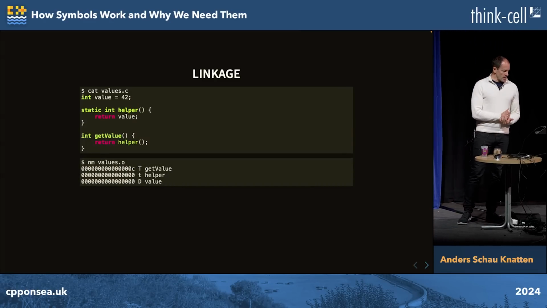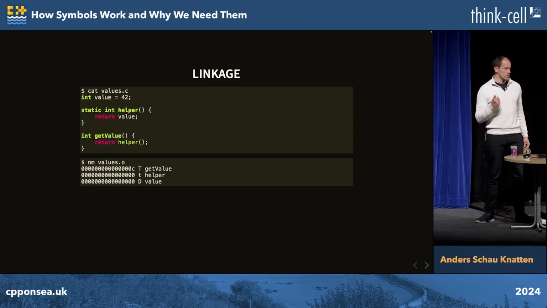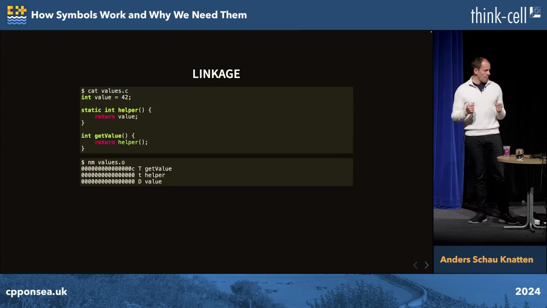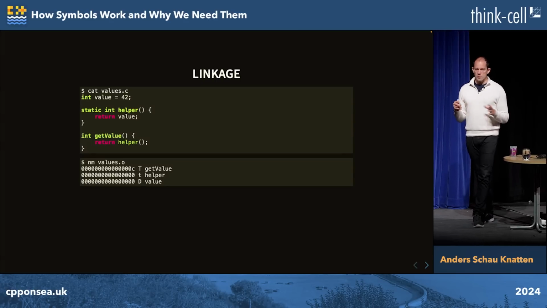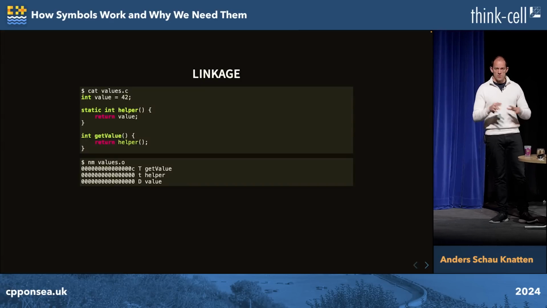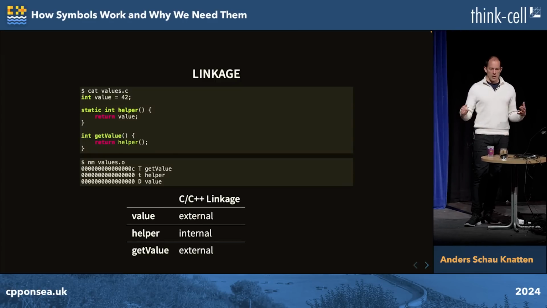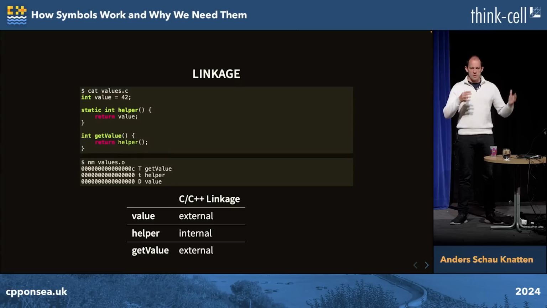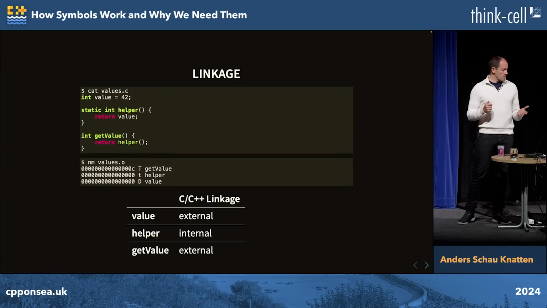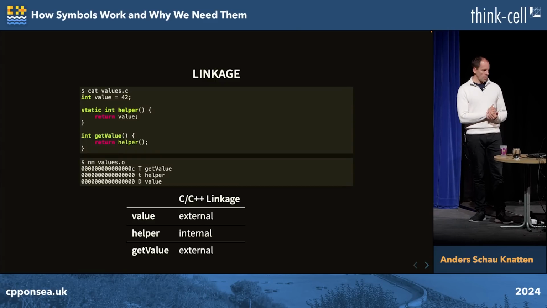And if I run nm again, I can see get value and value are still the same. And then we also have helper. It's also a T because it's in the text section, it's code, but it's a lowercase one. The lowercase means it has internal linkage, is hidden inside of this translation unit, not available to anyone else. So in C and C++, we have linkage. It's just an abstract concept of the language that tells you about these things. Value and get value have external linkage, and helper has internal linkage.